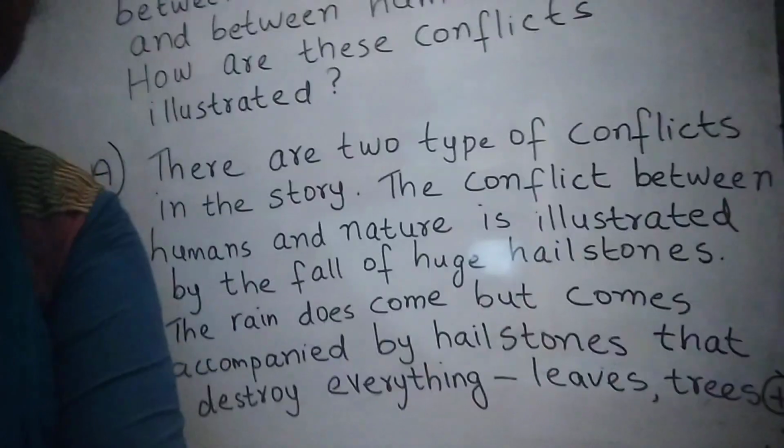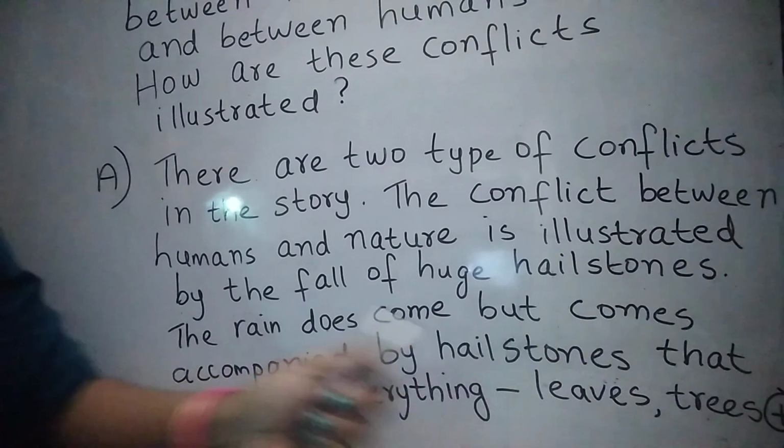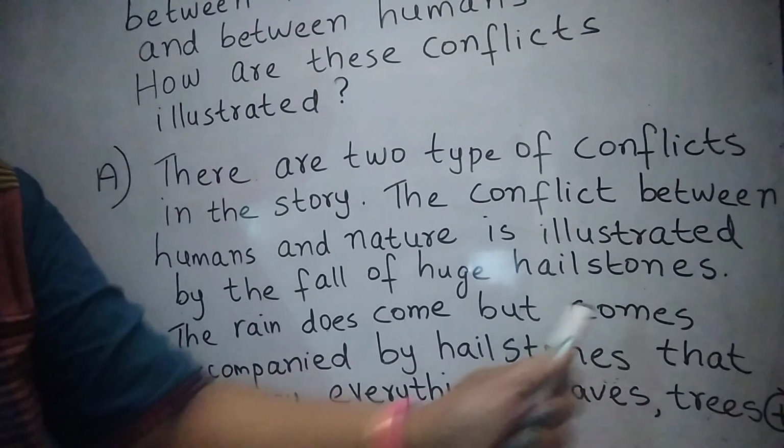What are they? What are the conflicts? The conflict between humans and nature is illustrated by the fall of huge hailstones.